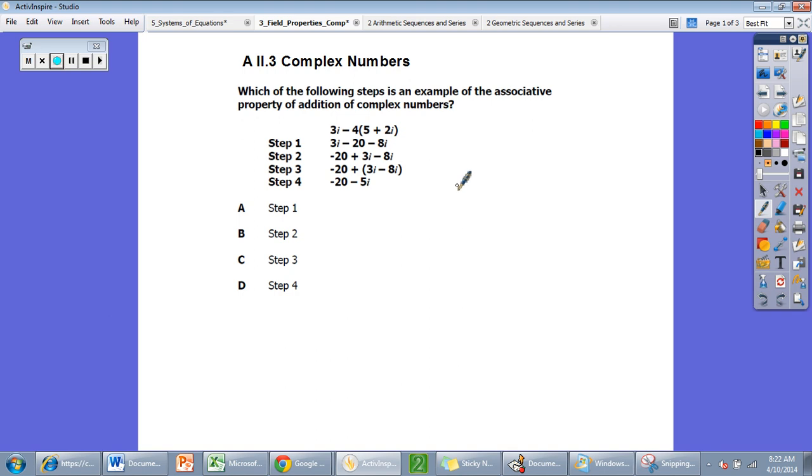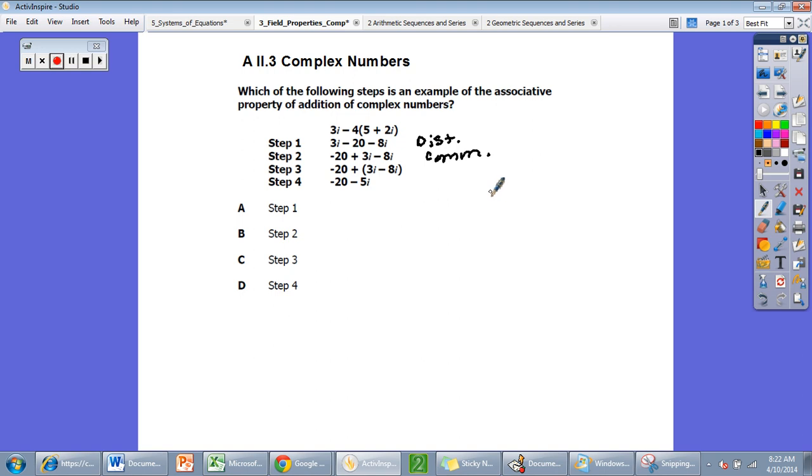So as we look through the steps here, going from the first thing that you're given and looking at step 1, what's happening here is you're distributing that 4. So that's what you would say is happening here with step 1, is that that's the distributive property. And then going from step 1 to step 2, what's happening is you're changing the order of things. You're putting negative 20 and then the positive 3i changing places. So that's the commutative property, is when you change order.